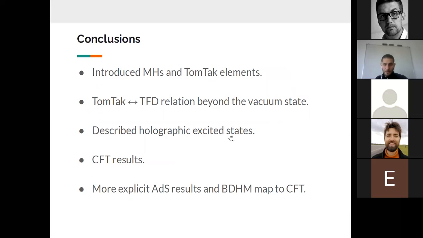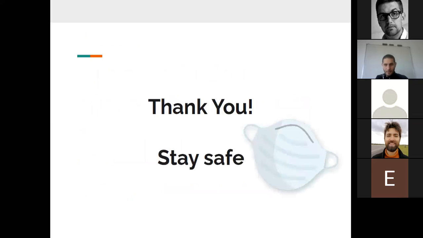We have described these holographic excited states and why we think they are useful. We have found some CFT results, but mostly formal results, and we have been able to go beyond in the large N limit, at least in AdS3. We have managed to go beyond and use this holographic map to come back to the CFT with our results. So I think that will be it. Thank you and stay safe.